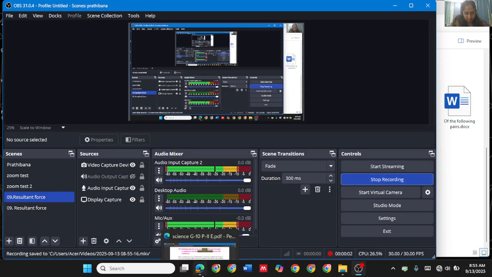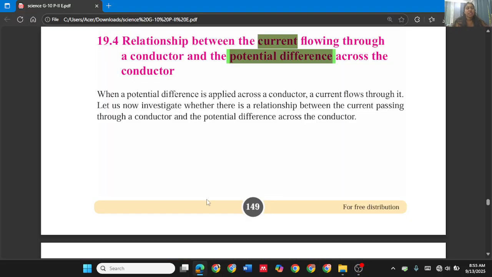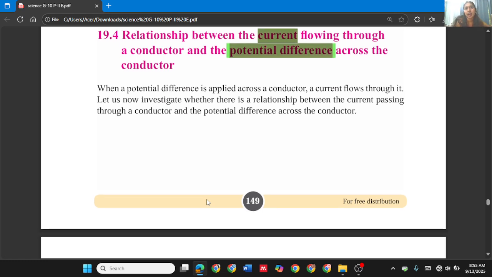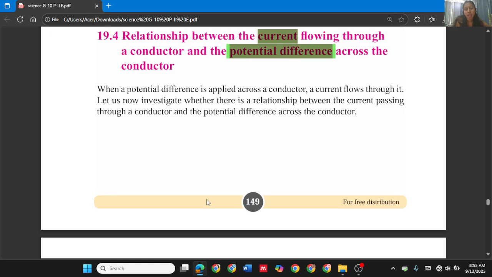Okay, last day we stopped here. The relationship between the current flowing through a conductor and the potential difference across the conductor. Here we are going to find out the relationship between the current and potential difference. Current, which we measure in ampere, has the symbol I, and the potential difference we measure using voltage, and the symbol is V.